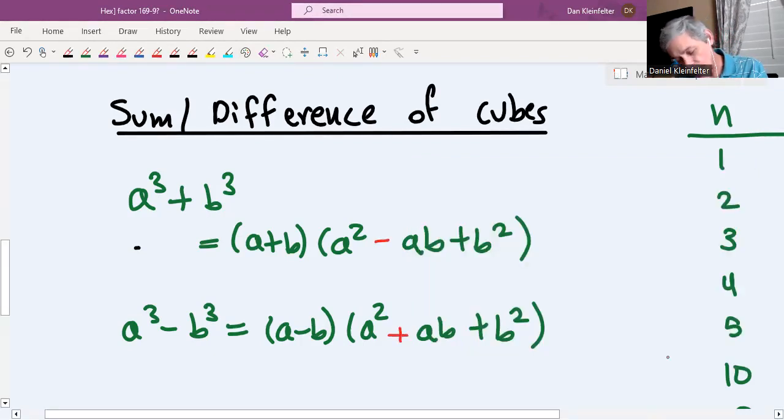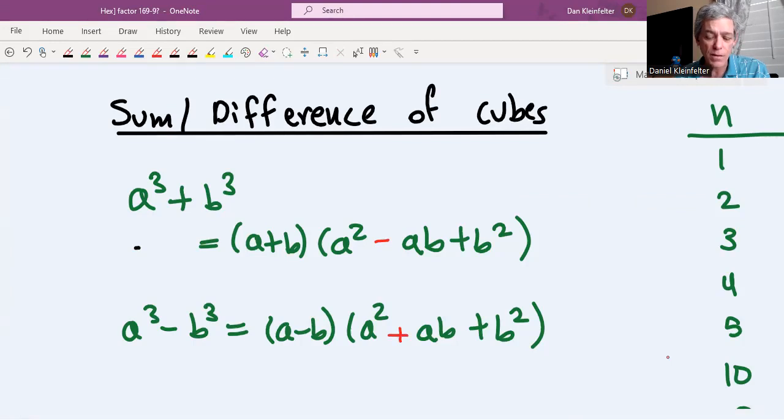Let me make this red just for emphasis. On the sum of cubes, you're going to have a minus in this red position. For the difference of cubes, it's going to be a plus. Okay, so a way to think about the pattern is, in the binomial, it's going to be the same sign. For the sum of cubes, it's plus. For the difference of cubes, it's a minus. And then in the next position, it's opposite. For sum of cubes, we had a minus. For difference of cubes, we had a plus. In the back position, it's always plus.